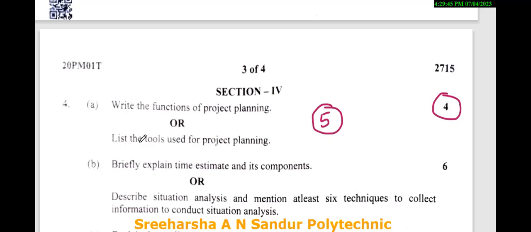For these functions. List tools used for project planning. You should be writing all of them.